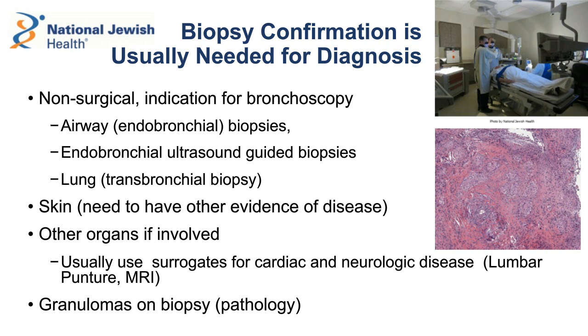When other organs are involved, we sometimes don't get a biopsy, and those specifically are for heart and nervous system, or cardiac and neurologic disease. We use surrogates because, again, most people, we don't want to be biopsying their brain or their nerves or their heart. And so we'll use things like a lumbar puncture or an MRI of the heart or the brain to help us. And again, we're looking for these clusters of white cells that are really purple in the picture underneath the bronchoscopy.